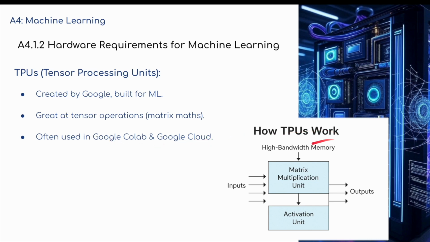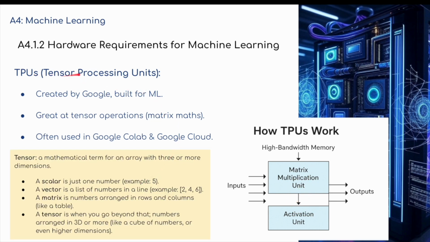How it works, you've got inputs and you've got outputs, and you've got a high bandwidth memory. This is where the matrix multiplication unit and the activation unit live. Massively powerful and fast mathematical matrix calculations.